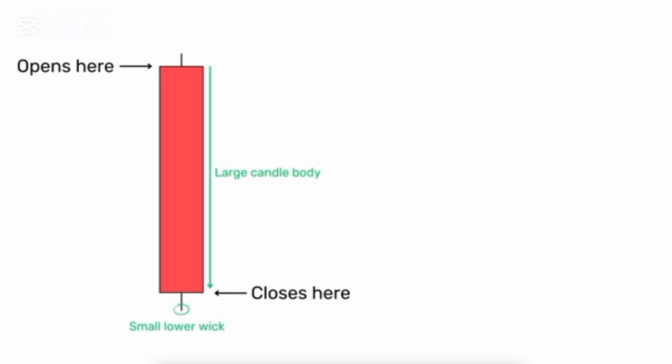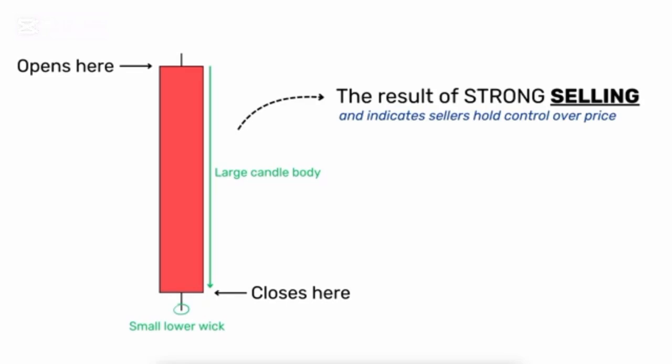The same is true for a bearish candle that opens here, closes here, has a large candle body and a small lower wick. This is the result of strong selling. We've seen uninterrupted selling, which has driven the market down over whatever specified period of time this candle is representing. It indicates that sellers, at this point in time, hold control over price in the market.